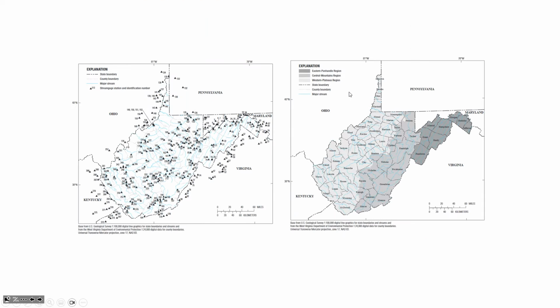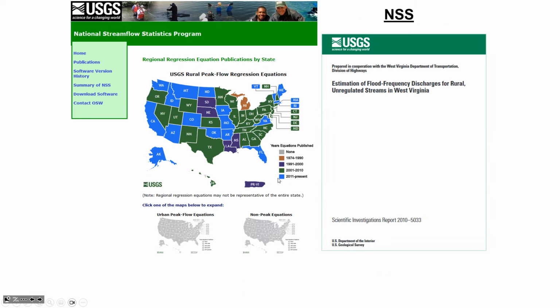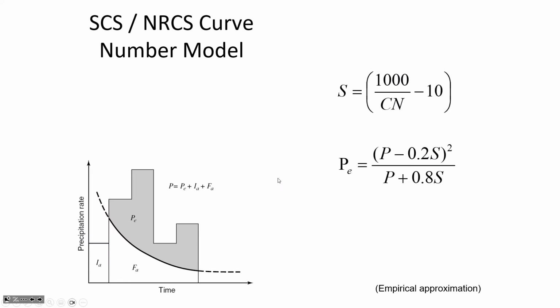So if you have an urban watershed, 1 square mile in Huntington, you're not going to get an accurate estimate of the peak runoff for 1 square mile in Huntington, because Huntington is far more urban than the average rural unregulated watershed. So that's just another kind of asterisk, is that if you are analyzing a watershed that has a lot of urban area in it, then you may not get great results from national streamflow statistics. So we talked about rational method. This is national streamflow statistics.